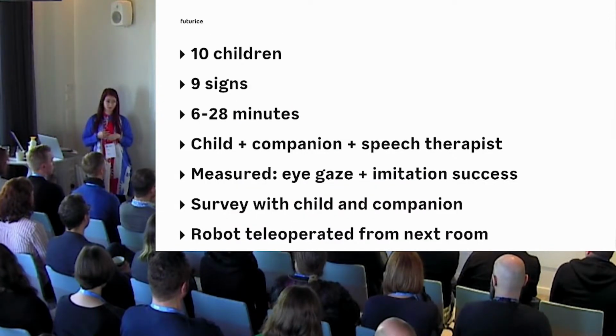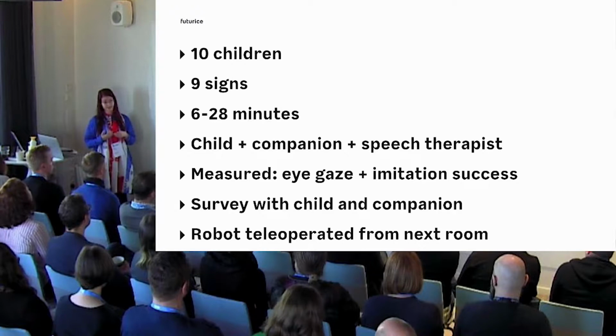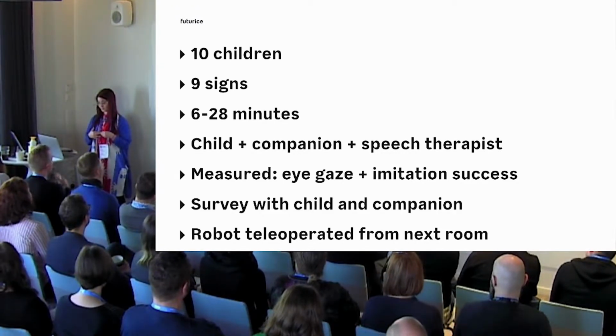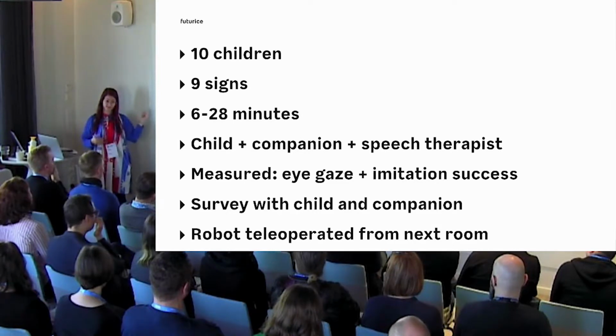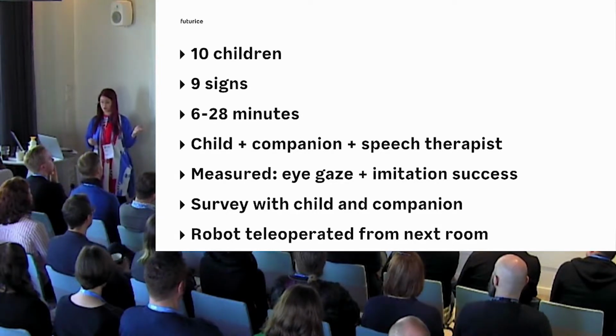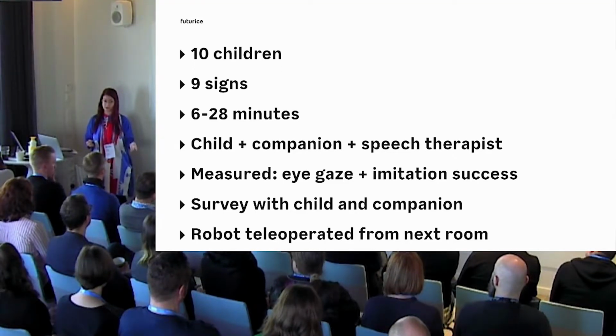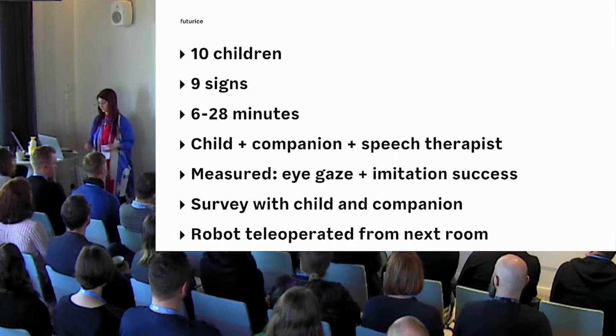We had 10 children come over. They learned 9 signs, or they were asked to imitate 9 signs. The experiments were from 6 to 28 minutes. This kind of illustrates how much of a spectrum it is. Some children signed all the signs correctly right away. Some of them did not sign correctly at all, so it really depends.